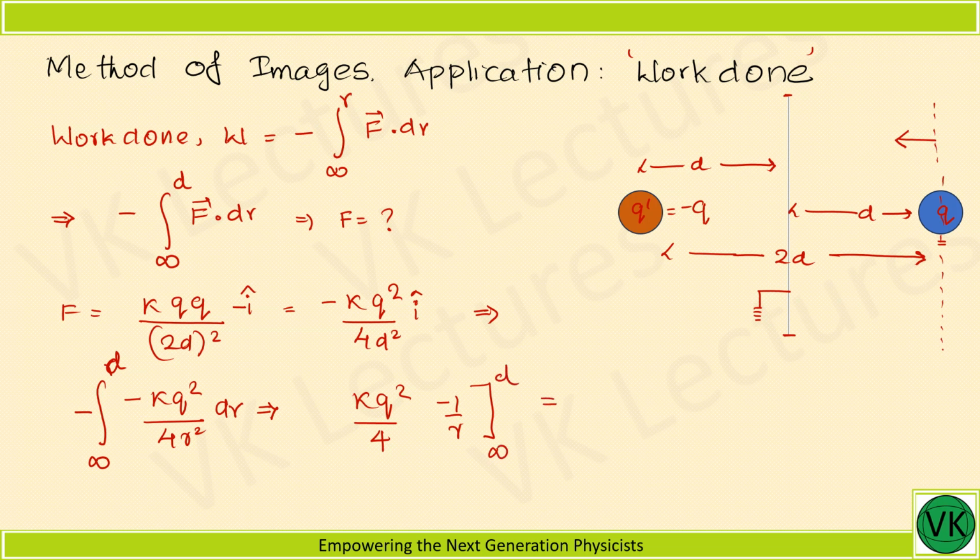So putting the lower limit first, we have kq square by 4 times (1 by infinity minus 1 by d). So 1 by infinity is 0, which gives minus kq square by 4 times d. So that's the work done.